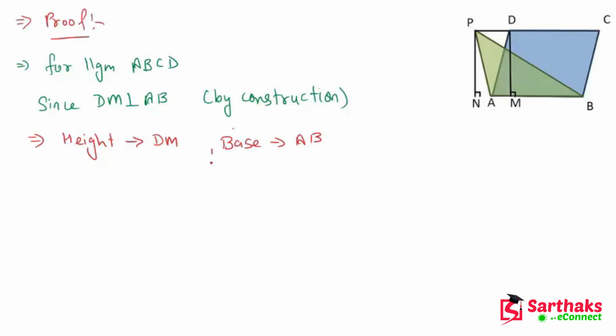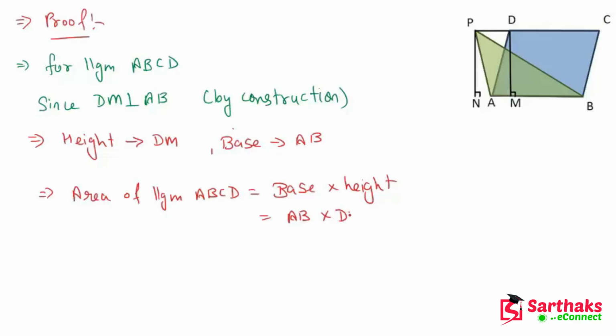We know that the area of a parallelogram is base into height. So the area of parallelogram ABCD is base into height, where the base is AB and the height is DM. Let's suppose this is equation number 1.